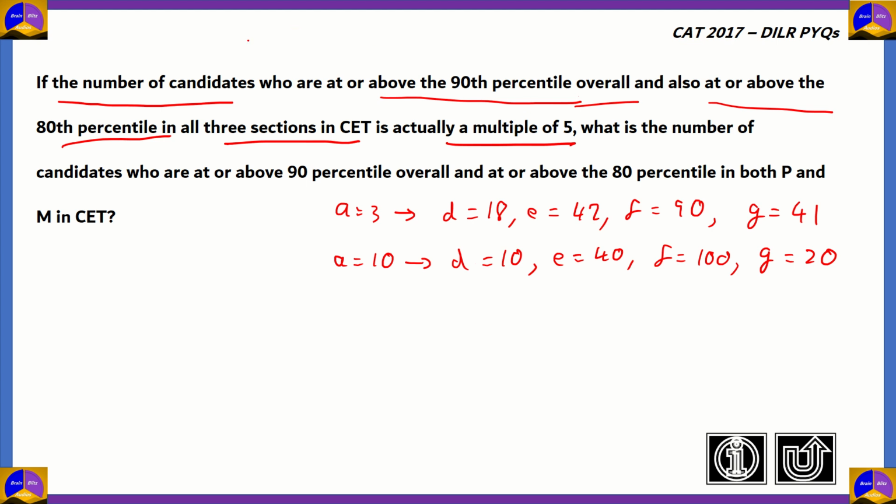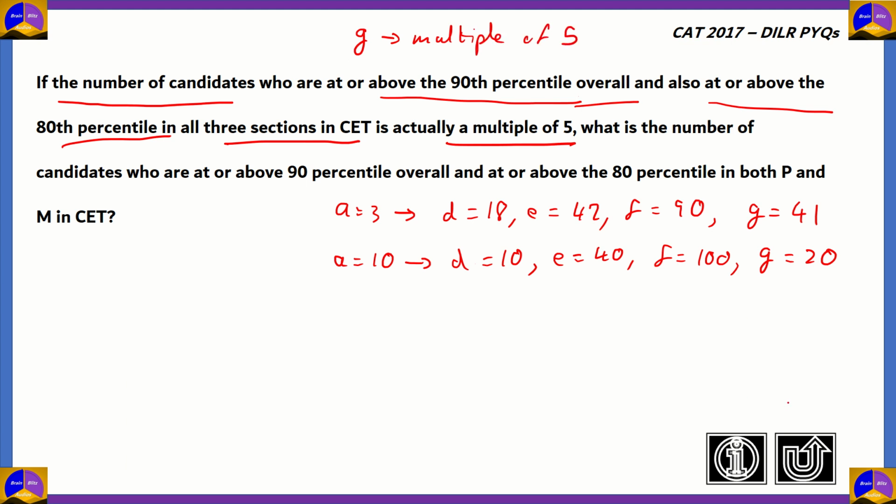That first half of the question means that the sum of D, E, F, and G, if you look at it, now there's been a slight error in the explanation. Let me explain that again. The question reads, if the number of candidates who are at or above the 90th percentile overall and also at or above the 80th percentile in all 3 sections in CET is actually a multiple of 5. Now that long sentence means that the value of G should be a multiple of 5.